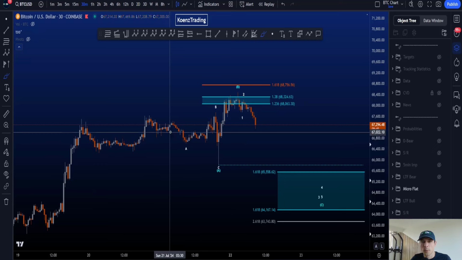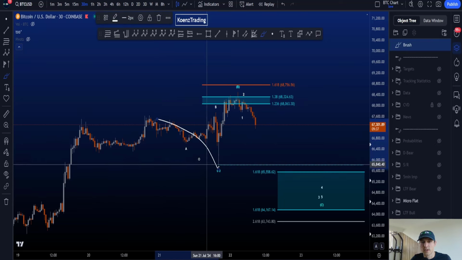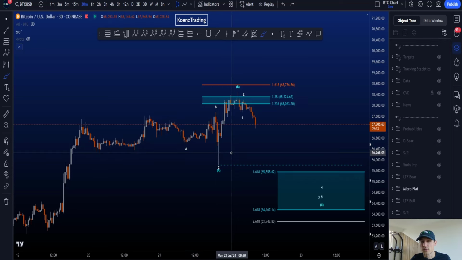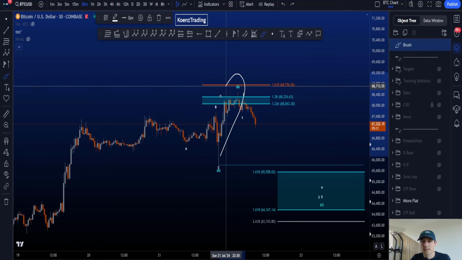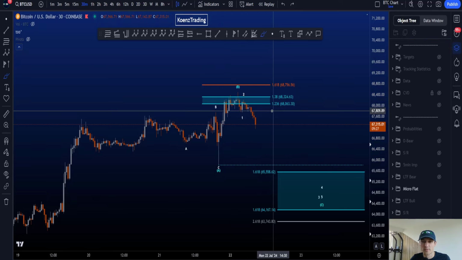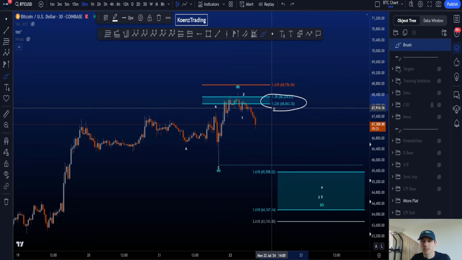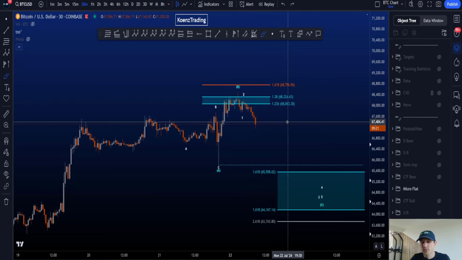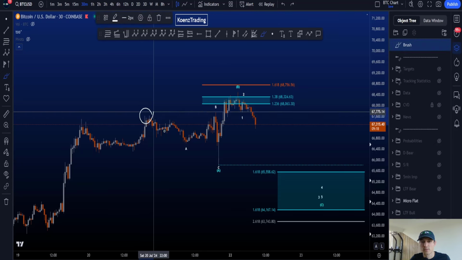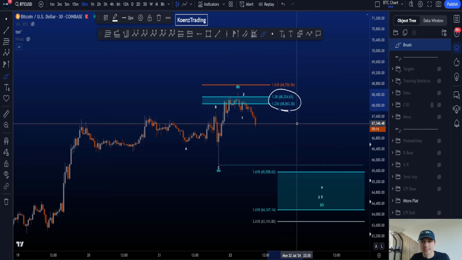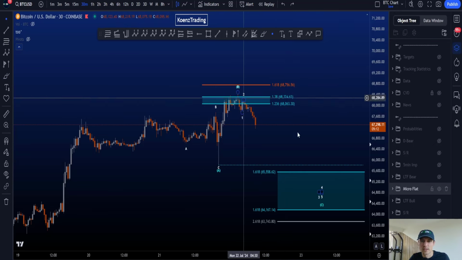In this case, we then have over here our finished A, which by itself is a flat structure, A, B, C, which is absolutely possible. Then we have a zigzag family structure to the upside in a wave B, which is common for a wave B, hitting the most common target area for a wave B, which is the 1.236 to the 1.38 Fibonacci, taken from the start to the end of your wave A, giving you a target between 68.3 and 68k, which has been hit, as you can see.